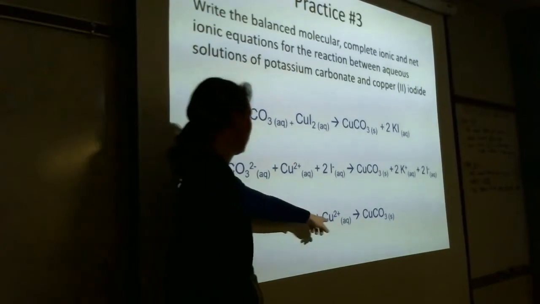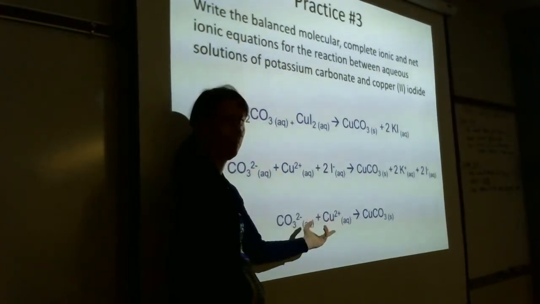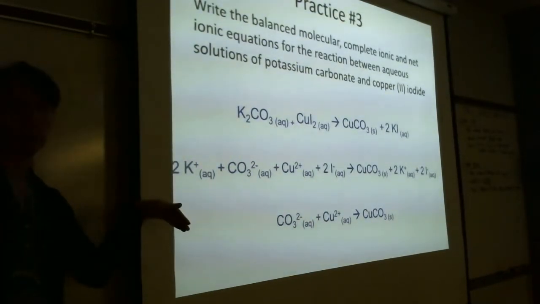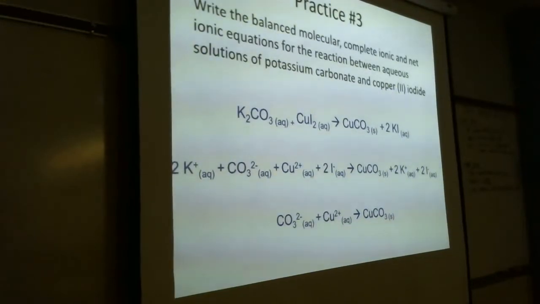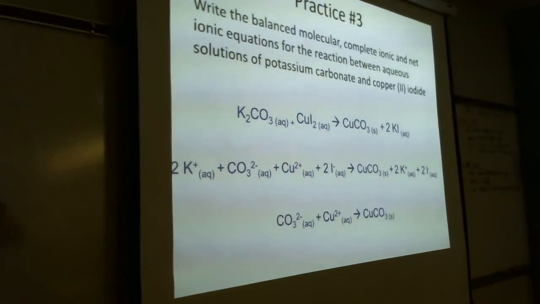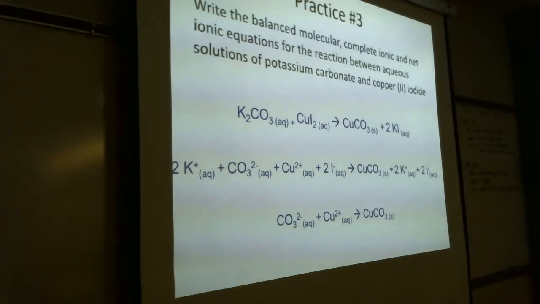Now, if you wrote Cu2+ CO3 2-, if you switch the order here, would that make a difference? No, right? 1 plus 3 is the same thing as 3 plus 1, right? So long as you have the same cation and the same anion, you're fine. Now, if you write the compound with the cation second, that would be incorrect, right? But in terms of writing them as ions, that makes no difference.